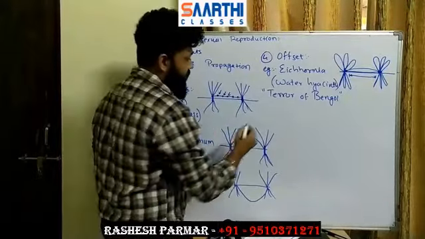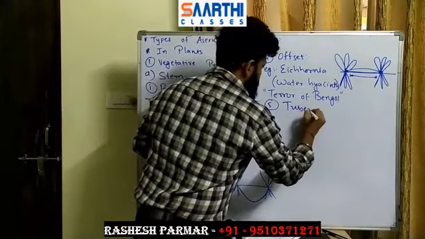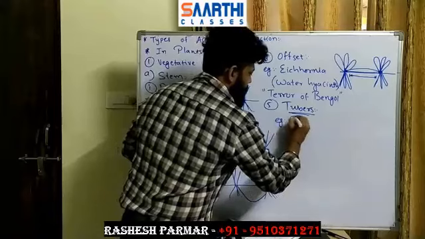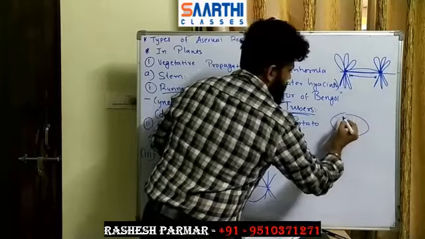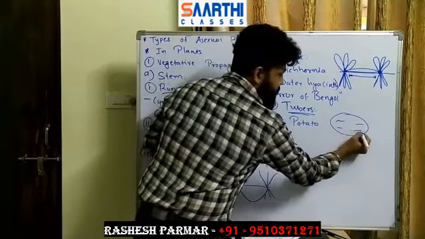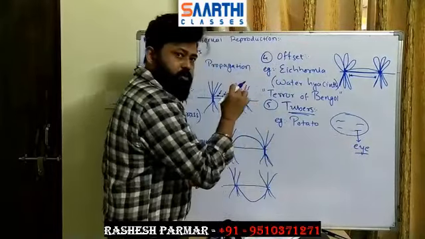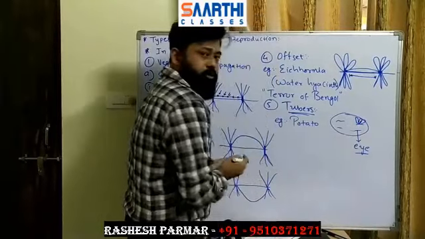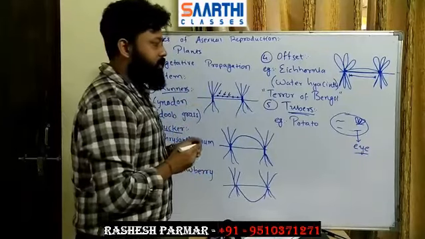Then the fifth type is tubers. An example is potato. As you can see, there are many scars present on the potato. These scars are generally known as eyes of the potato. This eye contains nodes inside which generate into a new plant. It's very simple and you have already studied it in 11th as well as in your previous standards.